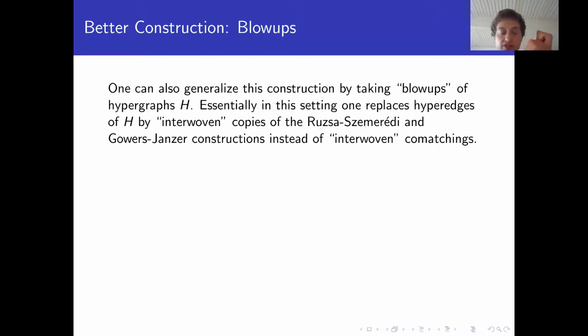Here, if we're working with, say, a 3-uniform hypergraph, every time we see a hyperedge now, we replace that with some weird interweaving of the Ruzsa-Szemerédi construction. And more generally, for an r-uniform hypergraph, we'll replace each hyperedge by a weird interweaving of Gowers-Long type construction. Again, the definitions are very similar to what we have for the graph case, but for simplicity, I'll just omit it and hope you believe me that things work out.